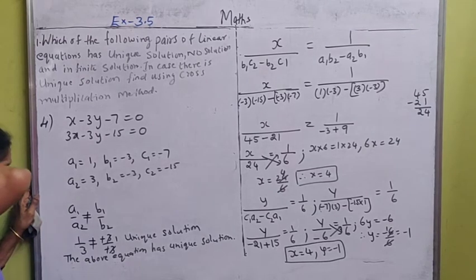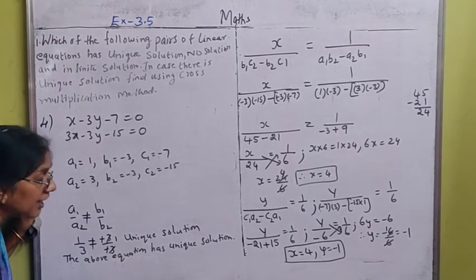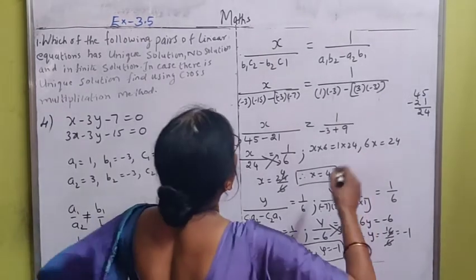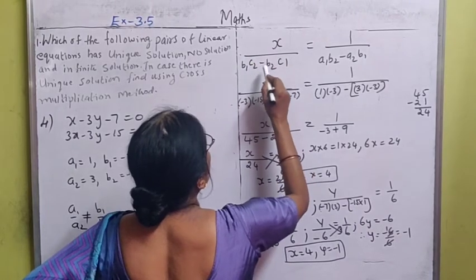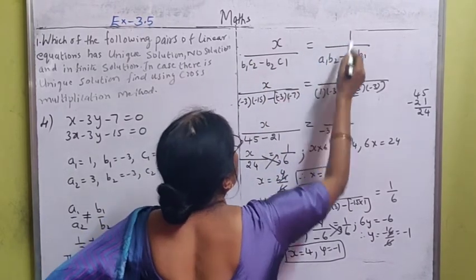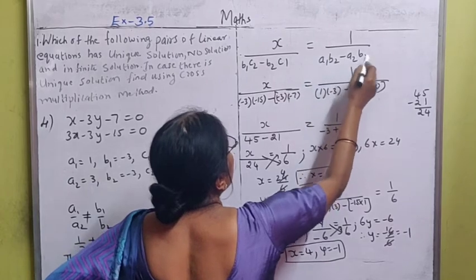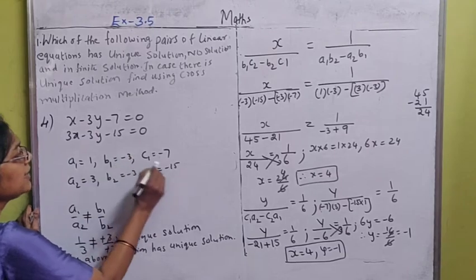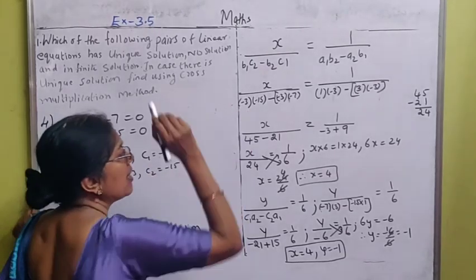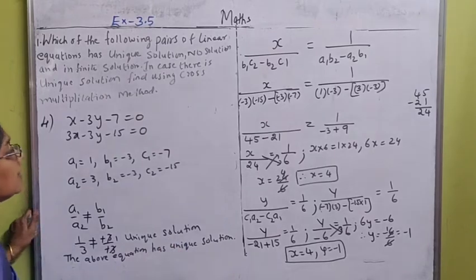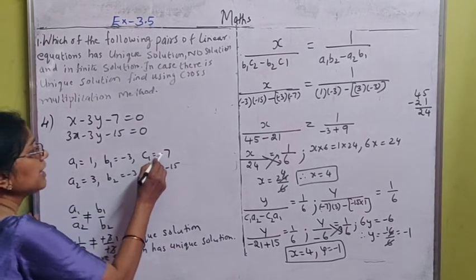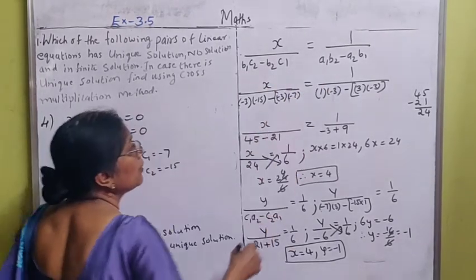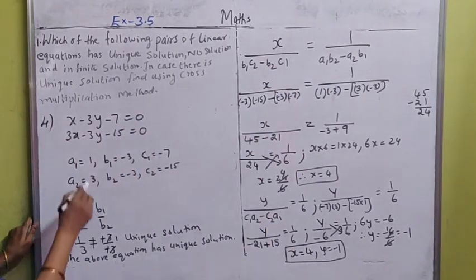For a unique solution, what have we been told? You have to calculate the value of x and y by cross multiplication. So let us take that: x divided by b1 c2 minus b2 c1 is equal to 1 divided by a1 b2 minus a2 b1. b1 c2: minus 3 into minus 15. What sign? Minus sign. b2 c1: minus 3 into minus 7, is equal to 1 by a1 b2.